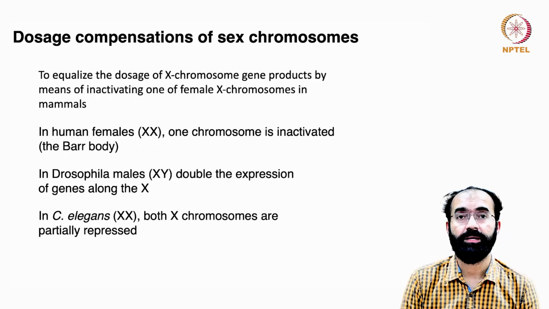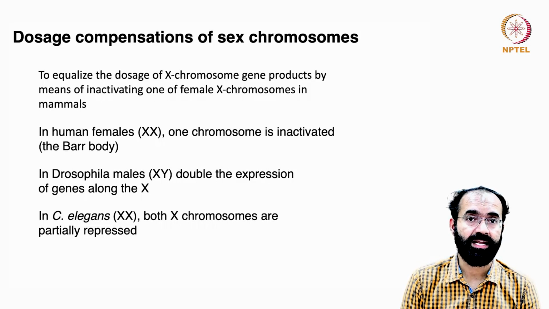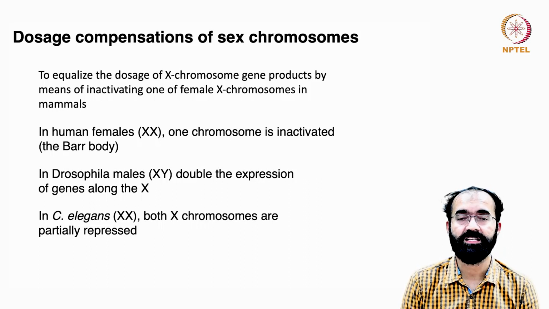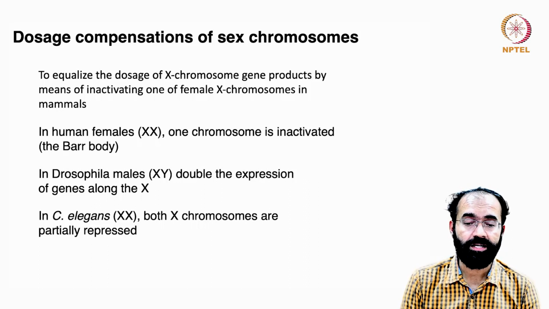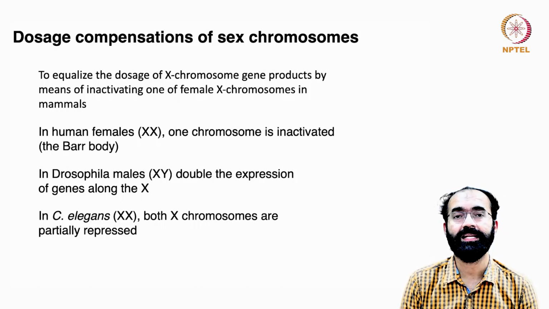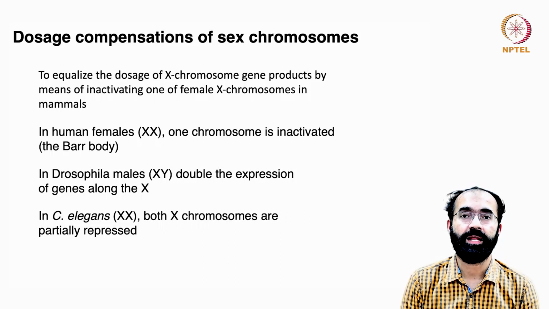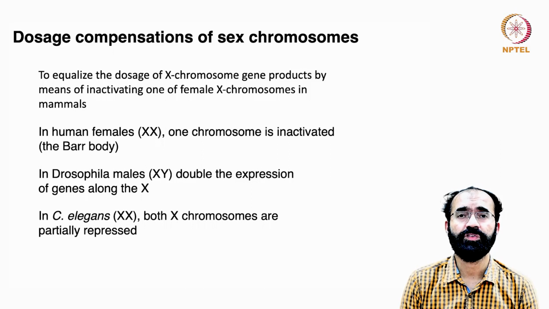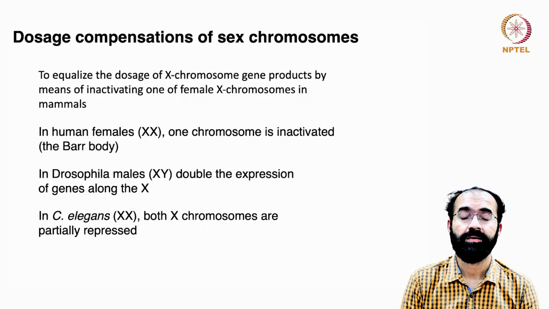In human females, the XX-bearing, normal human females will have two X chromosomes. One chromosome is inactivated and that is called the Barr body. That can be seen under a light microscope. If you take a cell, stain it and see a highly dense or highly pigmented body in the nucleus, that is most likely a Barr body, and that indicates that particular cell is from a female.